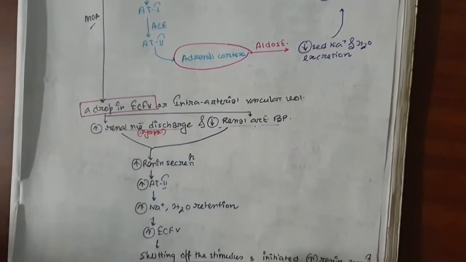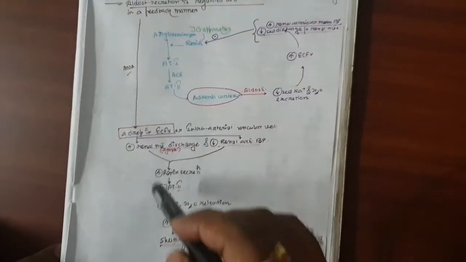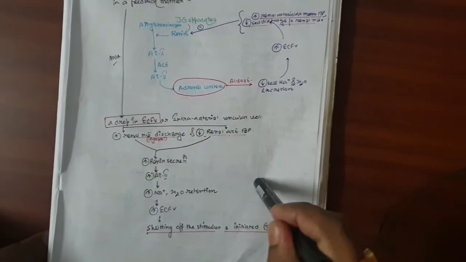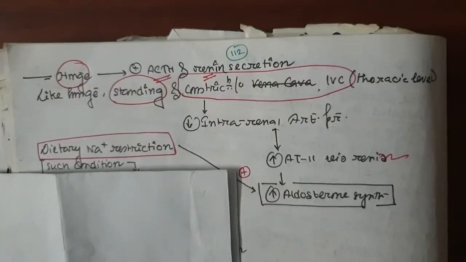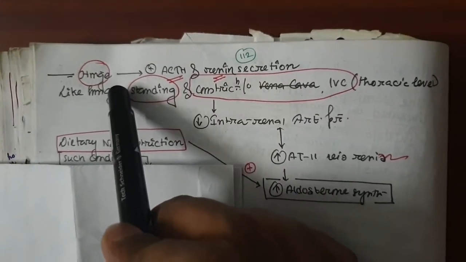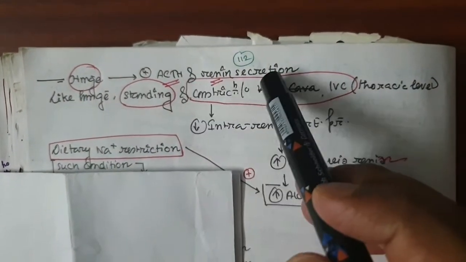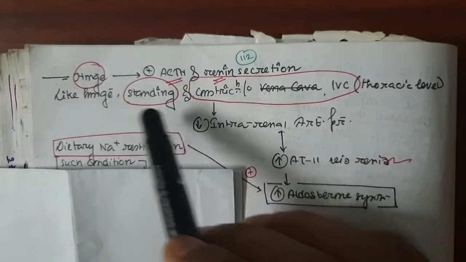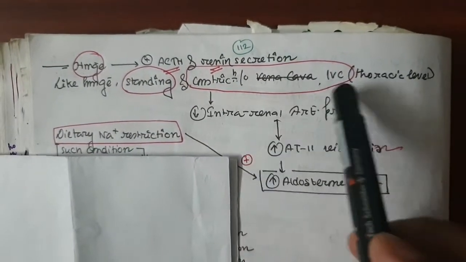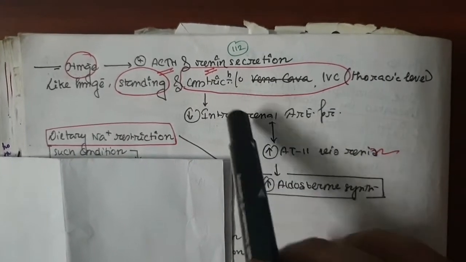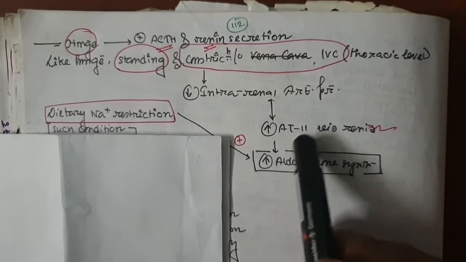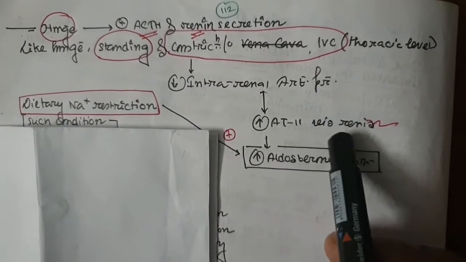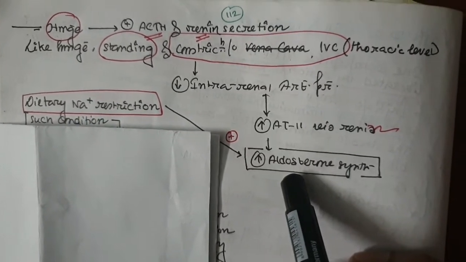So in a nutshell, please remember how this renin-angiotensin system acts on the sodium and water balance with the help of aldosterone. It is a very important topic on this matter. Now if there is hemorrhage, as I was talking about, there will be increased ACTH and increased renin secretion. Like hemorrhage, the standing posture and the constriction of the inferior vena cava at the thoracic level also decrease the intrarenal arterial pressure, which increases angiotensin 2 production via the renin. There will be increased synthesis of aldosterone.